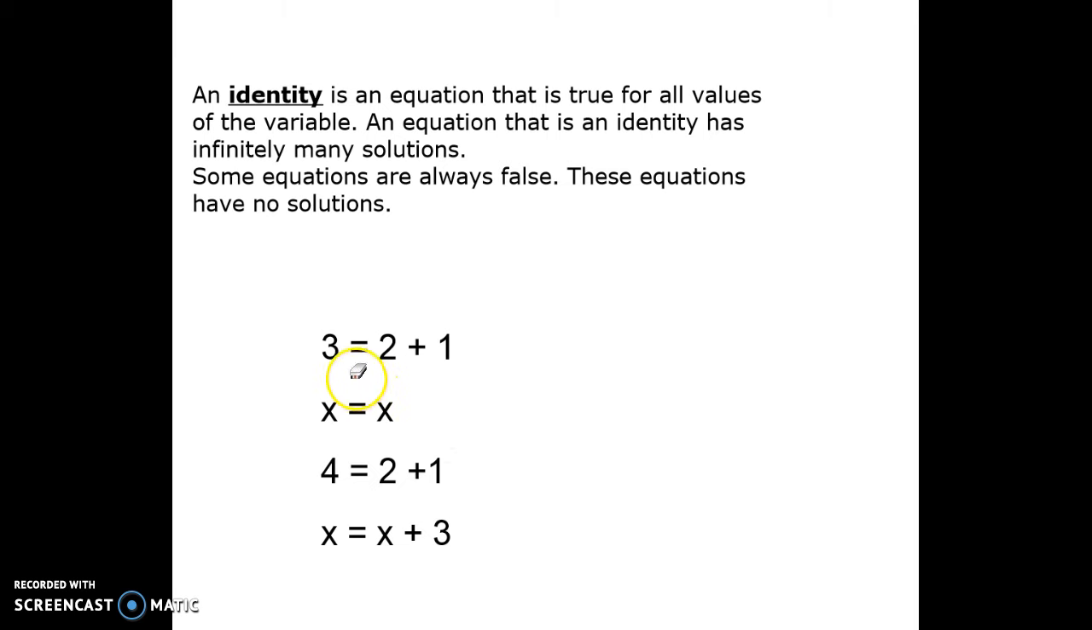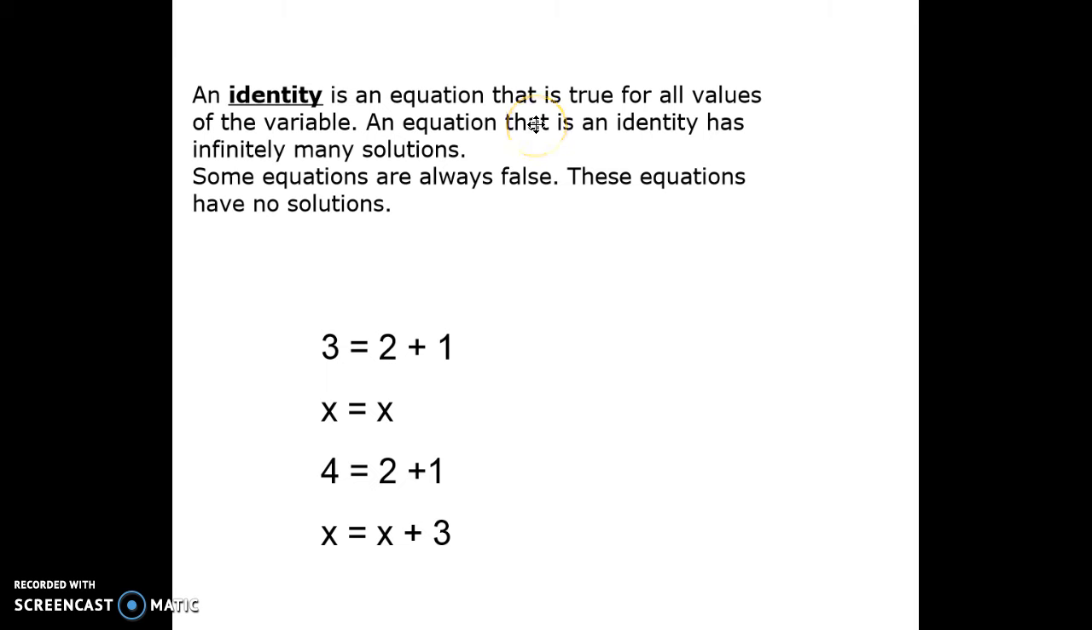So for example here, 3 equals 2 plus 1. That's true, right? That's an identity. 3 equals 3. When I'm looking at another one, with expressions, x equals x. That's true. If x is 1, 1 equals 1. If x is 2, 2 equals 2. That's an example of having infinitely many solutions. Whatever I plug in here, I also plug in here, and that's called an identity.